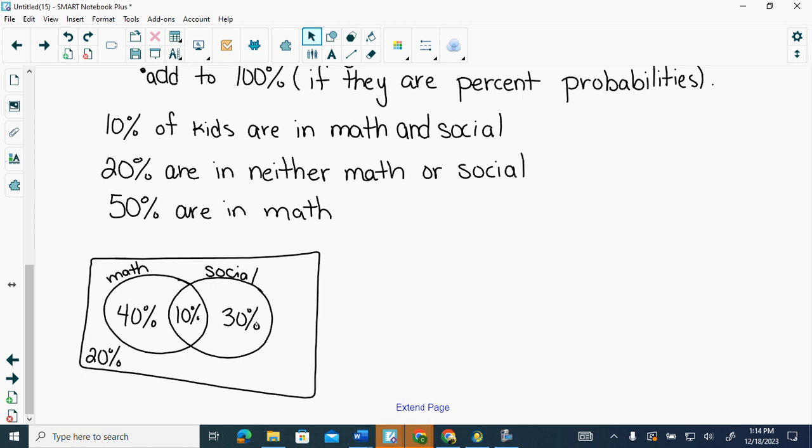Yeah. So if I ask for the probability that they're in social, what would it be? 40%. Do I have to do any dividing if it's a probability Venn diagram? No, the answers are there. Right? Now, if it's decimal probabilities, I would just have to actually subtract it.